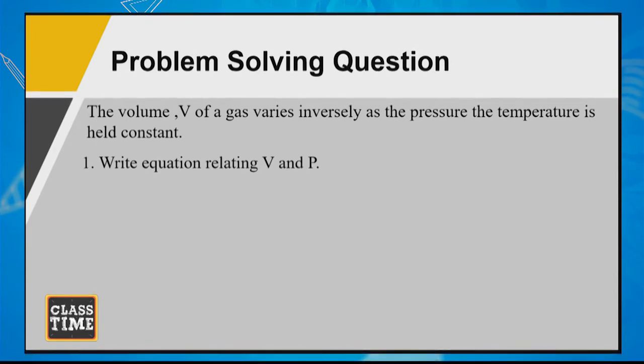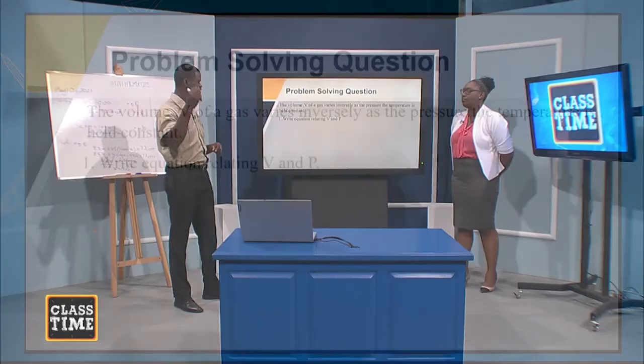Inversely, what does that mean? These are two concepts that we would have heard. A quantity can vary inversely, or it can vary directly. In this case, it varies inversely, which means that as one increases, the other decreases. So as volume increases, for example, the pressure decreases. That is what is meant by inversely. If it was directly, as one increases, the other increases as well.